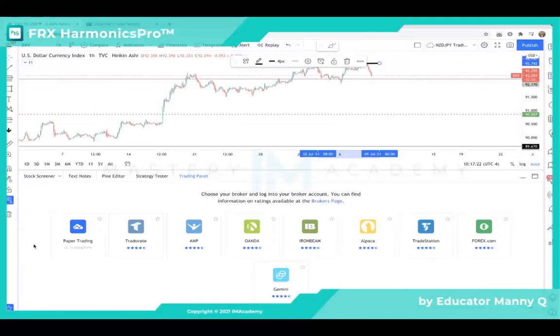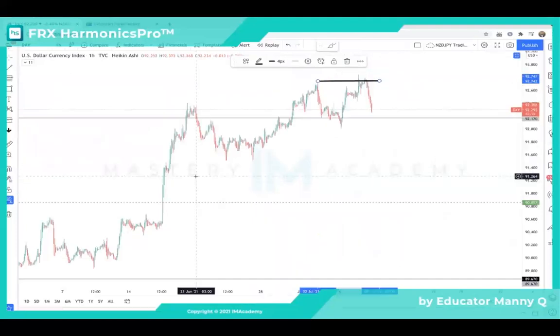If you are trading with a regulated broker like Oanda, or I'm not sure if paper trading is regulated, but it must be, right? So Oanda, or if you're trading with Forex and things like that, you can come over here and trade directly from your TradingView, which is pretty cool.